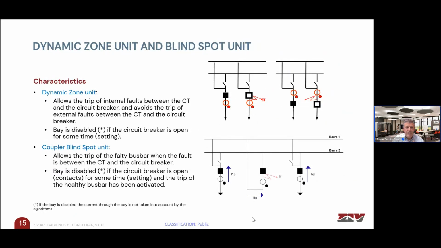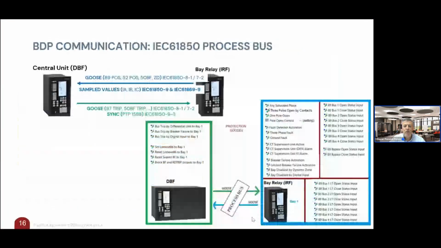And well, there are more units, for example, the dynamic zone. This is to prevent malfunctions or false trips when you have a breaker open and you have a fault between the open breaker and the CT. So the dynamic zone prevents false trips under those conditions. And also we have another unit specific for couplers when you are using just one CT, etc. But again, this takes quite a long time to explain now.